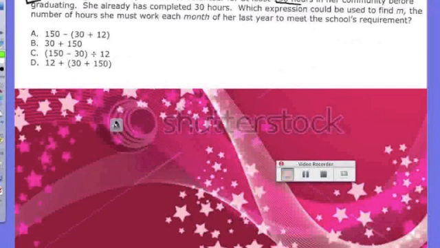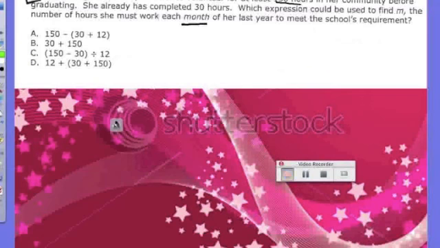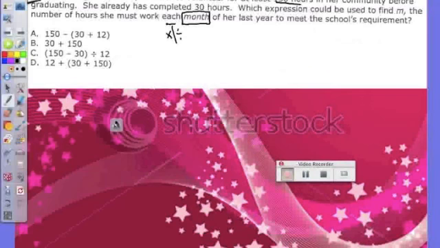All right, she's very independent. Laura's high school requires her to volunteer for at least 150 hours in the community before graduating. She has already completed 30. Which expression could be used to find M, the number of hours she must work each month? Look, they even italicized it for you. They even crookedized it for you. Each month. Each month. You think it's going to be baby easy, like 150 minus 30? Nope. Each month, there's something you need to do. Each, remember, you can either do multiplication or division. Think about it.